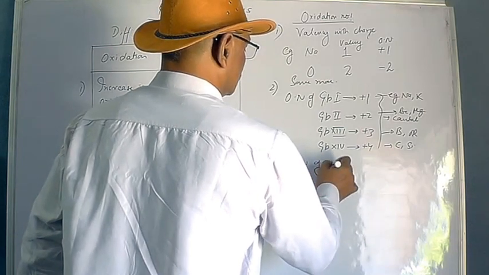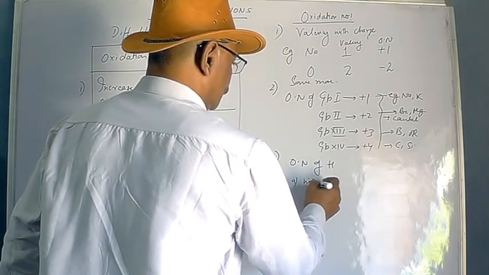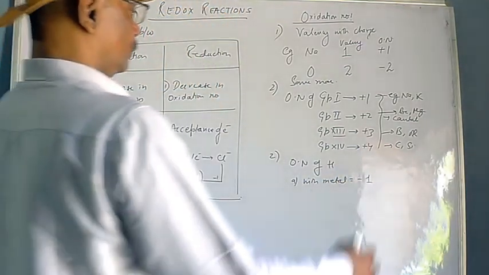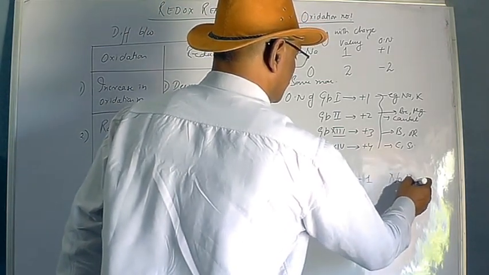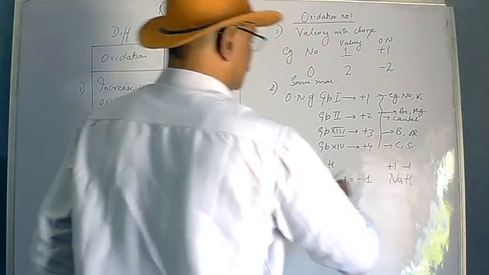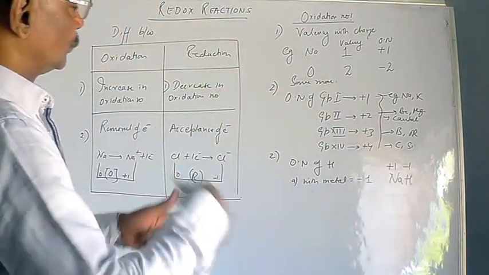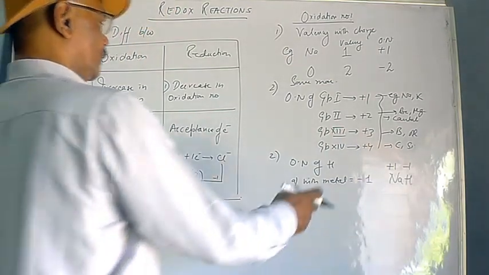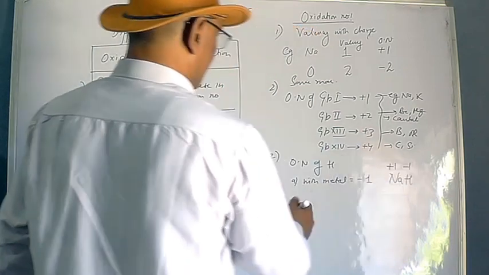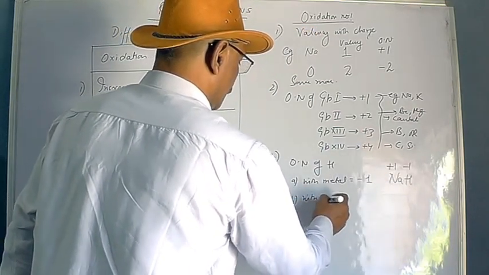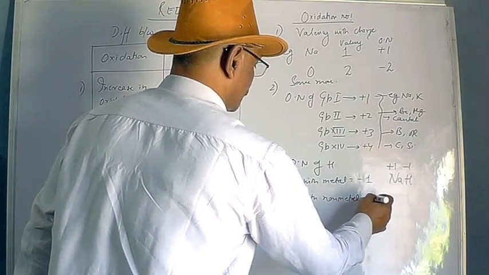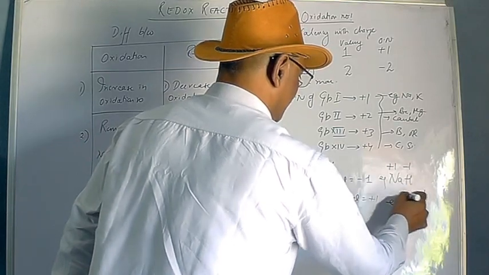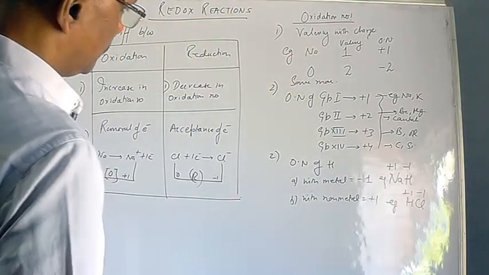Oxidation number of H, very important. With metals, it is always minus 1. See class how. Sodium hydride. If sodium is plus 1, then hydrogen is obviously minus 1 because there is no charge on sodium hydride. So if we add the oxidation numbers, we get the value 0. So whenever hydrogen combines with a metal, it is always in the negative state. With non-metals, it is always positive. For example, HCl. If chlorine is minus 1, then hydrogen is going to be plus 1.